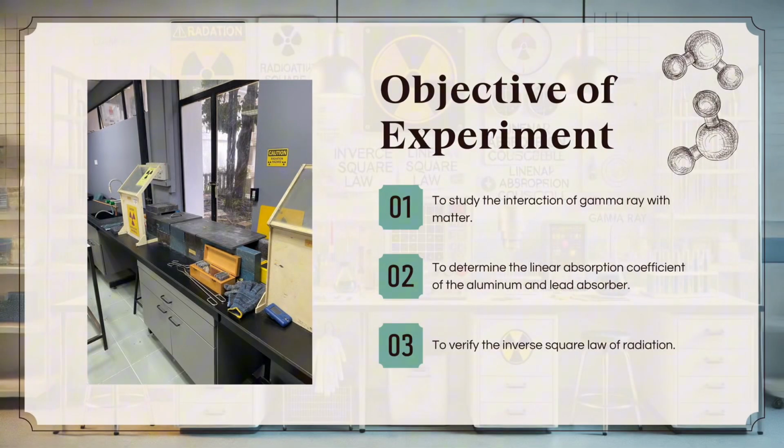Our next section focuses on the objective. This experiment aims to study the interaction of gamma rays with matter. Second, to determine the linear absorption coefficient of the aluminium and lead absorber. And lastly, to verify the inverse square law of radiation.